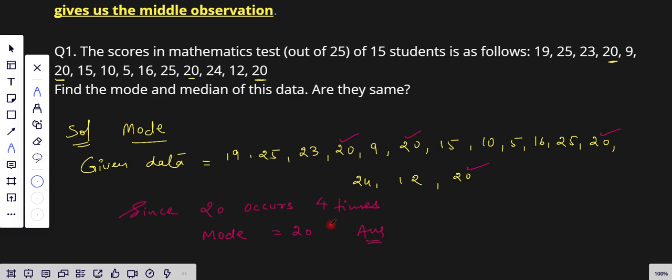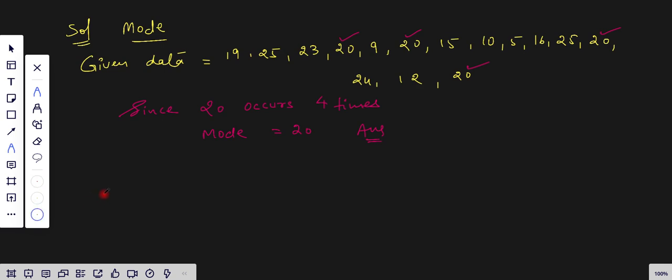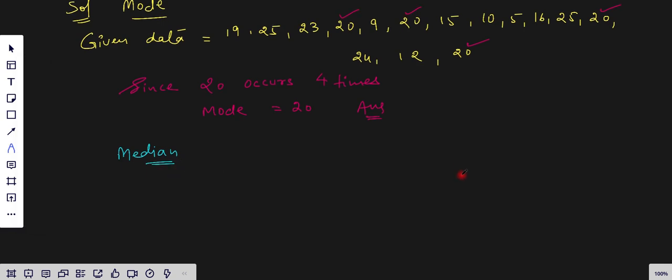Now how to calculate the median of this data? I'll choose a different color for the median. For median, first you need to arrange the data in either ascending or descending order. I'll arrange this data in ascending order. The least value is 5, then 9, then 10, then 12, then 15, then 16, then 19, then 20.